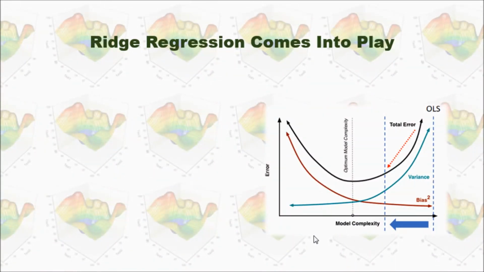Now let's take a look at this graph. The horizontal axis shows the model complexity. So in this direction, the model will become more complex. And the vertical axis shows the error. When the model becomes more and more complex, you can see the bias drop down, but the variance can rise up. And least squares estimates stand here.